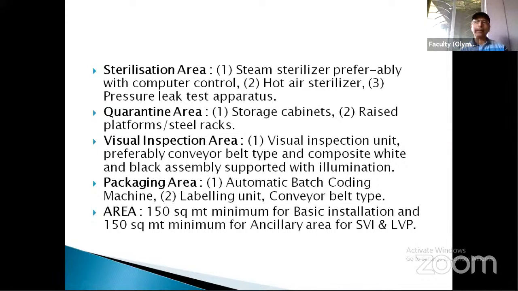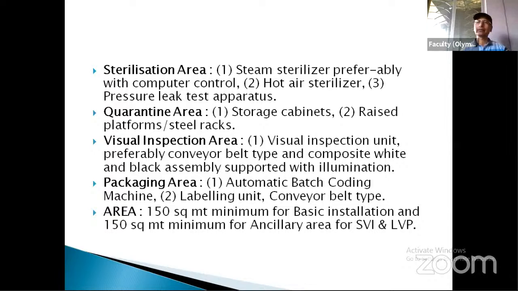Packaging area, an automatic batch coding machine will be there, where the batch will be coded automatically. A conveyor belt type labeling unit will be there, and containers will pass through it and be labeled properly. Probably you have seen it in a manufacturing unit. So this is the machinery of the packaging unit. The area requirement is very high here, because you have to provide a lot of facilities. Just the entrance, the dress change room, will be 3 graded.